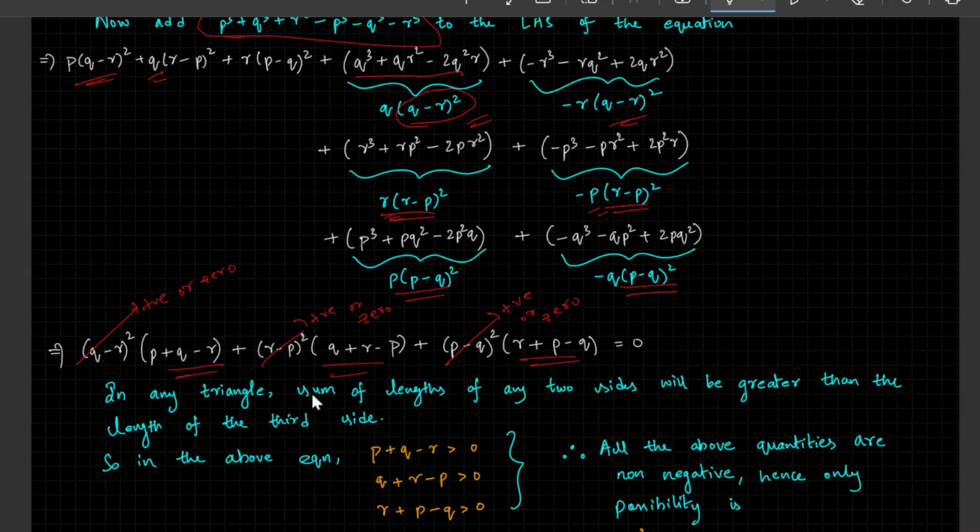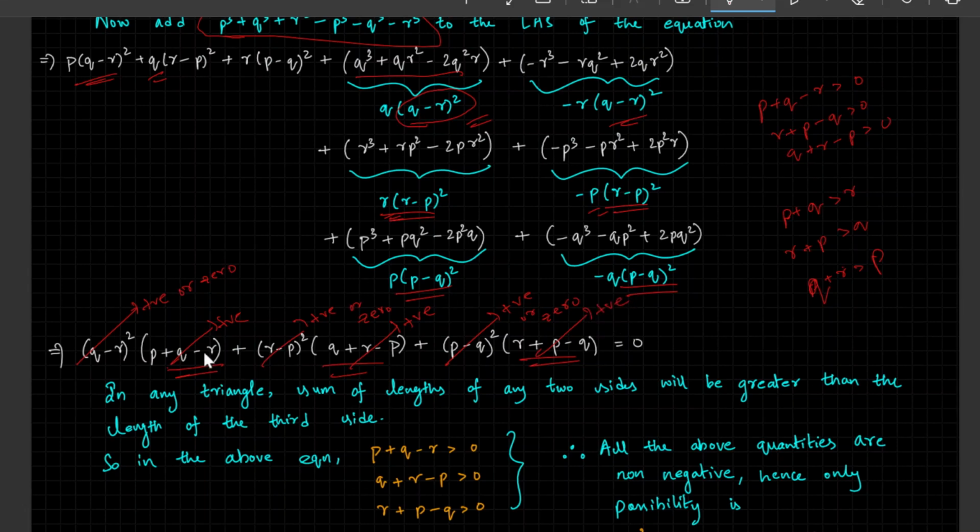In any triangle, the sum of the lengths of any two sides will be greater than the length of the third side. So p plus q will be greater than r, r plus p will be greater than q, and r plus q will be greater than p. So bringing these terms to the left hand side, we get p plus q minus r is greater than 0, r plus p minus q is greater than 0, and q plus r minus p greater than 0. So if that is the case, this is also positive. This cannot be 0. So this is also positive and this is also positive.